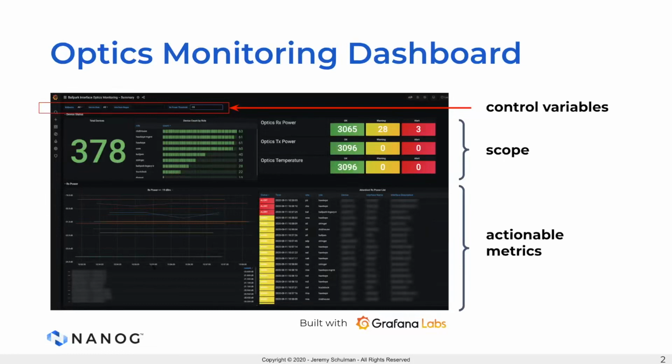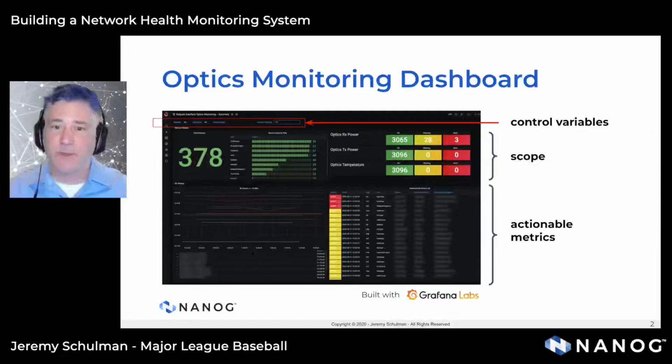And then finally, in this section of actionable metrics, we're looking at the receive power over time so that we can observe any trends that we might have. And again, the information here that's been fuzzed out is the device name and interface with description. So again, what we're trying to achieve here is a quick heads-up display so that somebody can look at this and very quickly identify the problems in our network and take action.